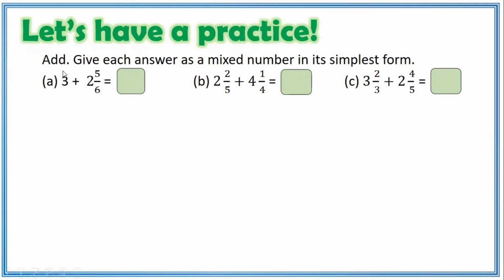So all you have to do is to add and then give each answer as a mixed number in its simplest form. So for letter A, 3 plus 2 and 5 out of 6 is equal to 5 and 5 out of 6. Very good. So for letter B, 2 and 2 out of 5 plus 4 and 1/4 is equal to blank. Okay, let us find the answer.